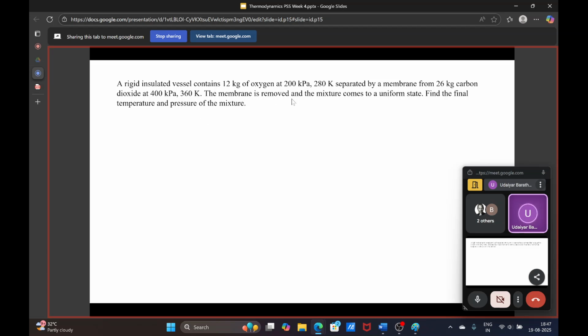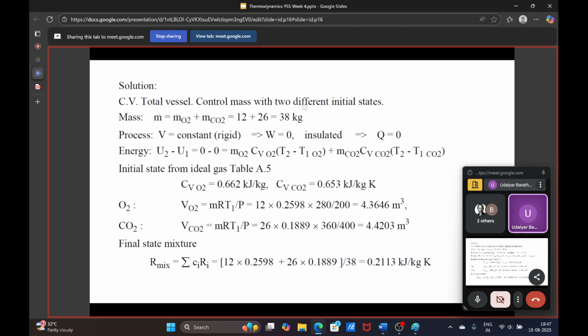So what we'll first do is, we know mass, pressure and temperature for each of the gases, so we can estimate the volume occupied by each of the gases, and using those we can find the mole fractions, since volume fraction is equivalent to mole fraction. So first is the total mass: mass of oxygen plus mass of carbon dioxide. So 12 plus 26 gives you 38 kg.